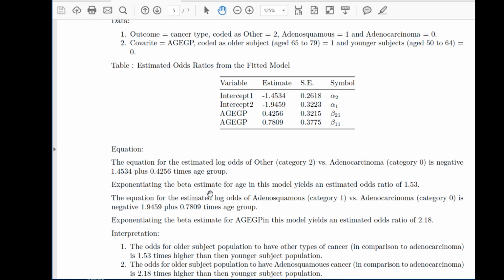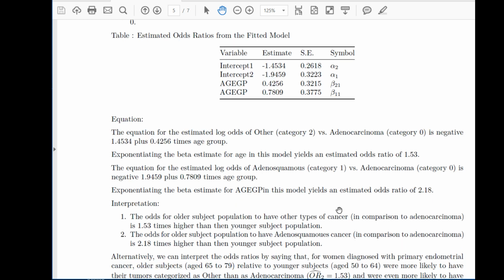If you exponentiate the beta for the age group, this will yield the estimated odds ratio or the estimated relative risk ratio of 1.53. The equation for the estimated log odds of adenosquamous category 1 versus category 0 adenocarcinoma is negative 1.95 plus 0.78 times age group. So that will be the estimated log odds for category 1 versus 0. If you exponentiate the beta estimate for this second one, you'll get the estimated odds ratio or relative risk ratio equals 2.18.